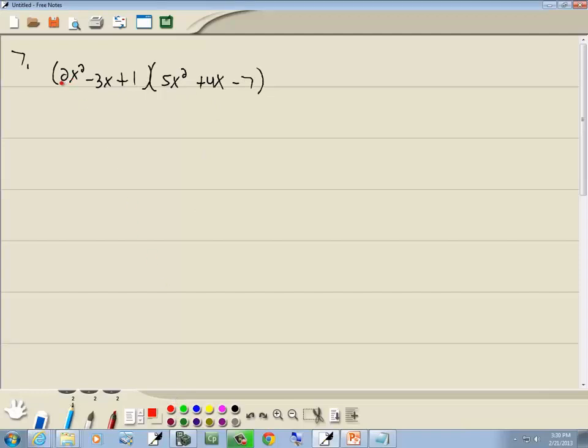So we'll take our first term, the 2x squared, and multiply it times the 5x squared, times 4x, and times the negative 7. We'll take our second term, the negative 3x, and we'll multiply it times the 5x squared, times the 4x, and times the negative 7. And we'll take our last term, the 1, and multiply it times the 5x squared, times 4x, and times the negative 7.